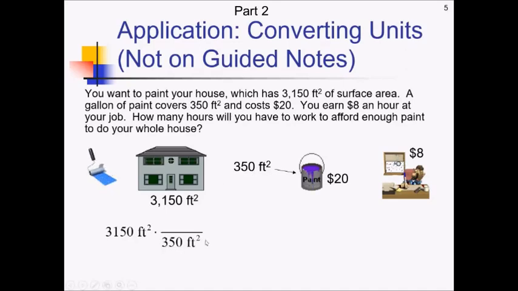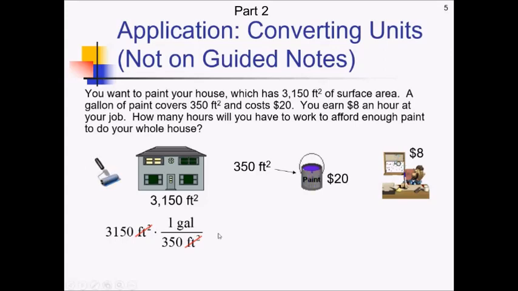Now, what is 350 square feet equivalent to? Well, we said that there was a gallon of paint that was equivalent to that. So I've got my new units, gallons, and my old units, square feet. The beauty of this is with our cross-canceling trick we saw earlier, those square feet cancel out. Now whatever you get from this mathematically is going to be in units of gallons, which is good, but it's not what we want. We want hours. So we're going to keep going.